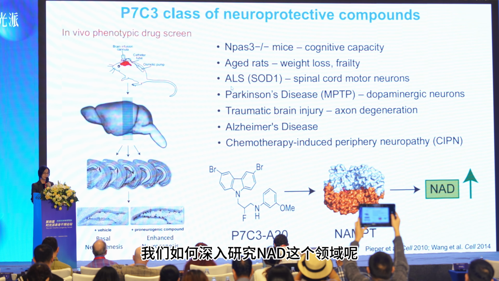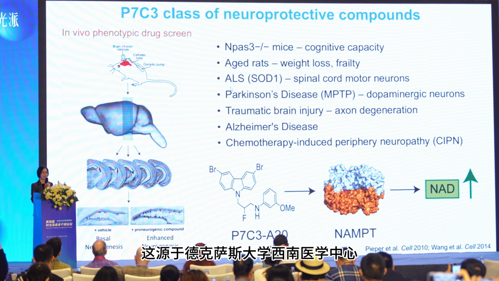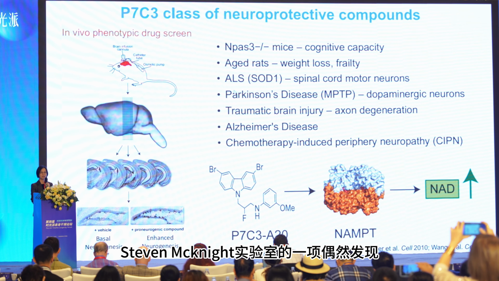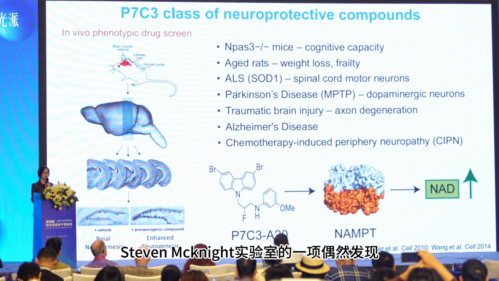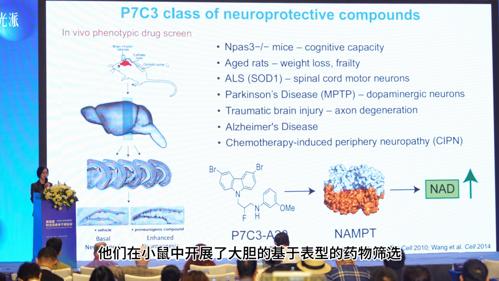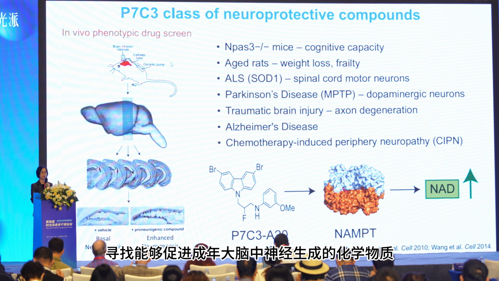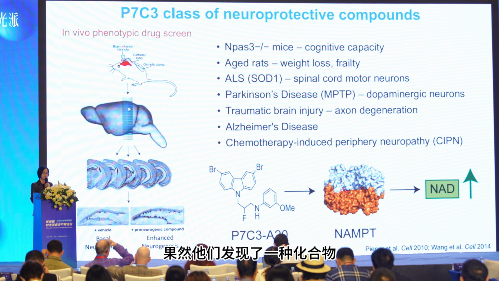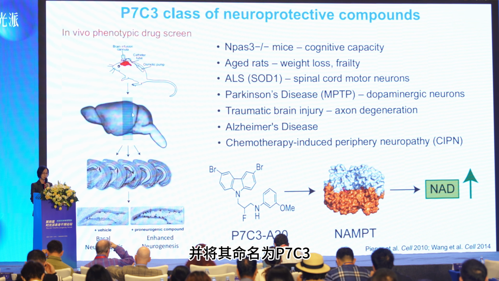So how did we dive into this NAD field? We actually got into this by a very serendipitous discovery in Steve McKnight's lab at UT Southwestern. They did a very brave phenotypic drug screen in mice, looking for the chemicals which can promote newborn neuron formation in the adult brain. Sure enough, they found one and named it P7C3.